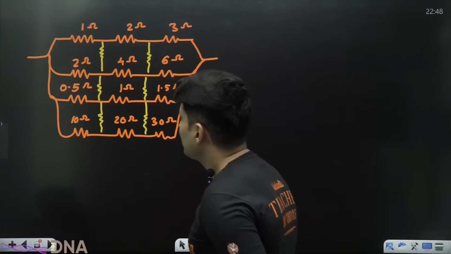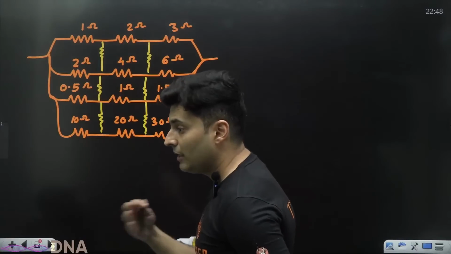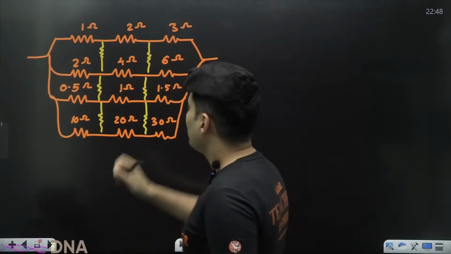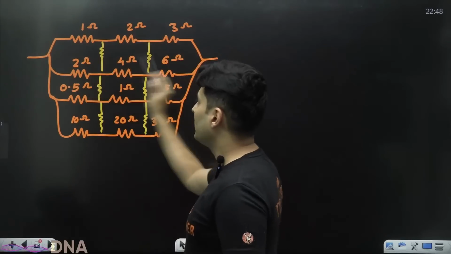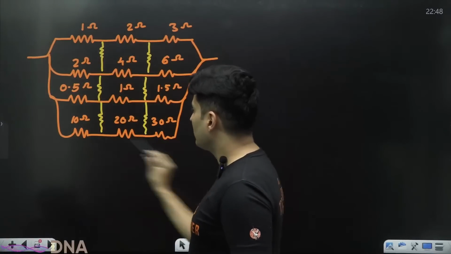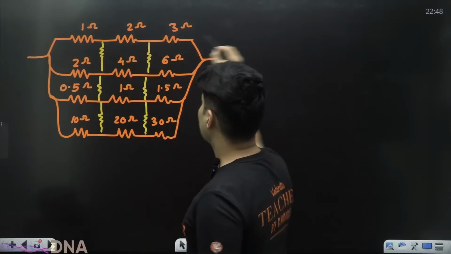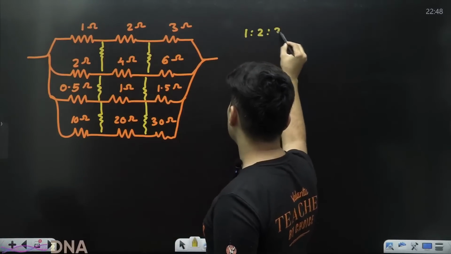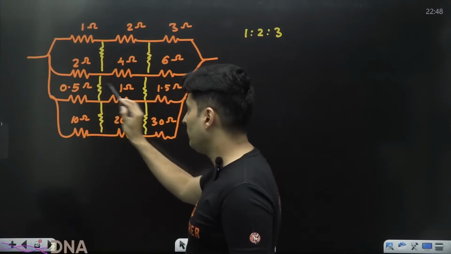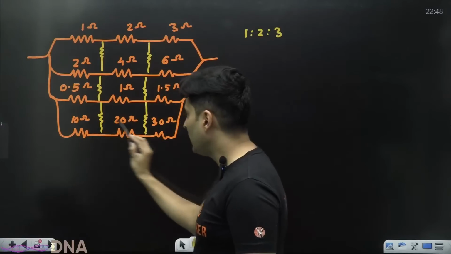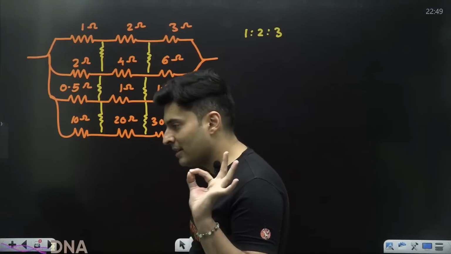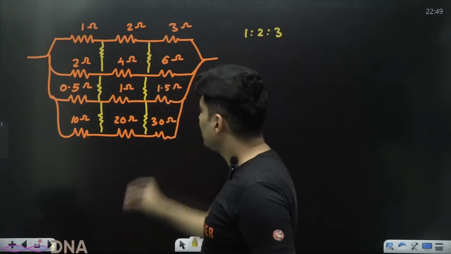This is a Wheatstone bridge, but this is multi-layer, multiple Wheatstone bridges, or an extended Wheatstone bridge. If you see, there are how many branches? 1, 2, 3, 4. Each branch has 3 resistors. These resistors are in the ratio 1:2:3. This is 1 time, this is 2 times, this is 3 times of this. 0.5 into 2, 0.5 into 3. 10 into 2, 10 into 3. So the ratio is same. That's it.